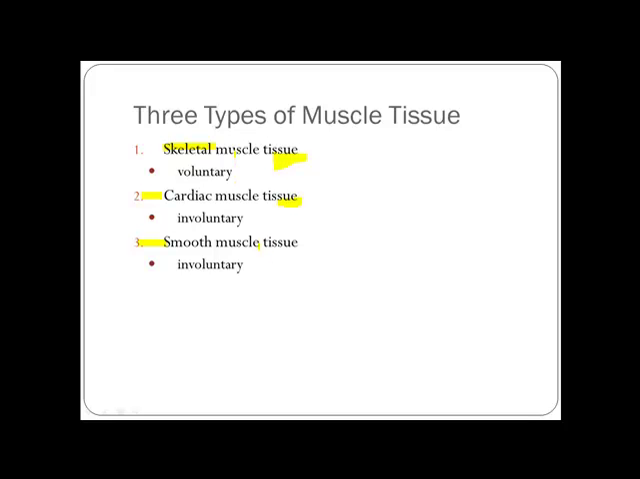So, skeletal is voluntary, cardiac and smooth are involuntary. Skeletal muscle and cardiac muscle are both striated. Skeletal muscle is the muscle that's going to help us move our bones about the joints. Cardiac muscle is only found in the myocardium, the heart wall. Therefore, it's not found in the blood vessels of the heart. And smooth muscle will be found in all of our hollow organs, like blood vessels, esophagus, stomach, small intestines, all that stuff.